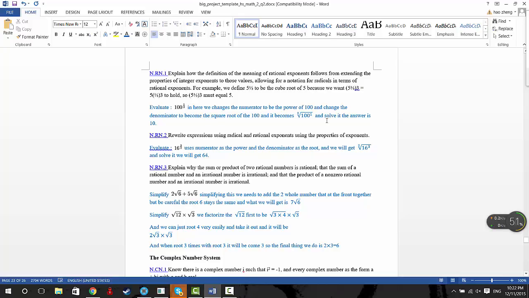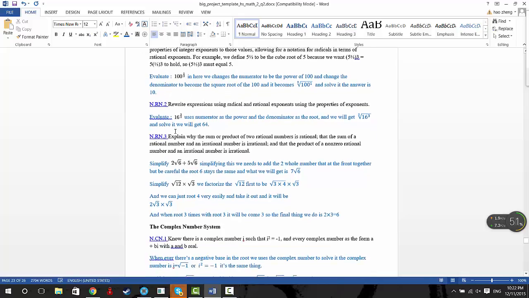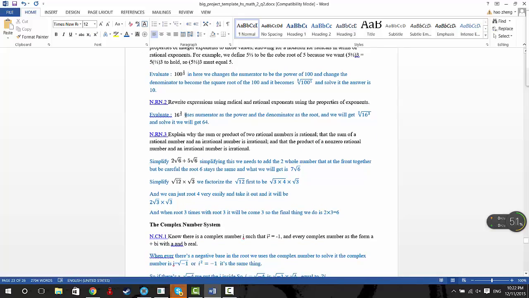You see, and we solve it. So 100 to the power of 1 is 100, and the square root of 100 is 10, because 10 times 10 equals 100. Yeah, and here same thing. So as we say, the numerator changes to be the power and the denominator goes to the root, and we get this, and we solve it.